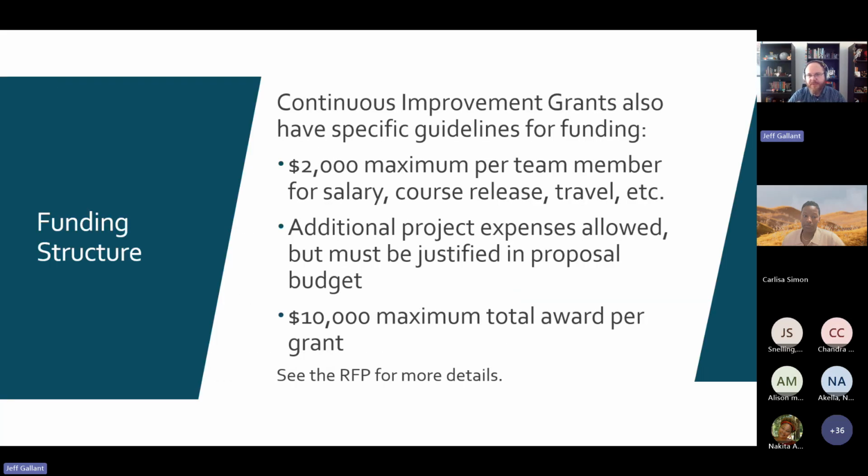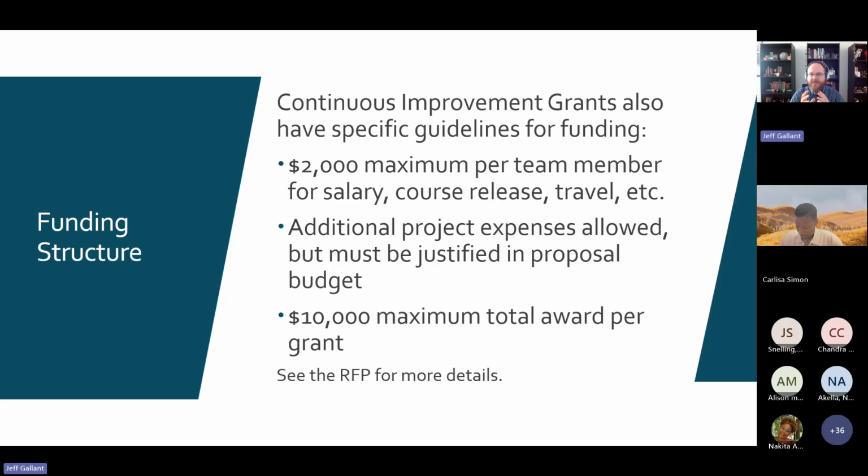The funding structure is smaller. We used to call these mini grants. It's $2,000 maximum per team member, and that can be for salary, that can be for course release, that can be for travel. Same thing in how this funding works as how transformation grant funding works. And also, you can have additional project expenses. There is a $10,000 maximum total award per grant.